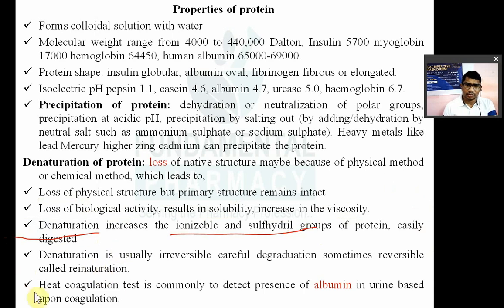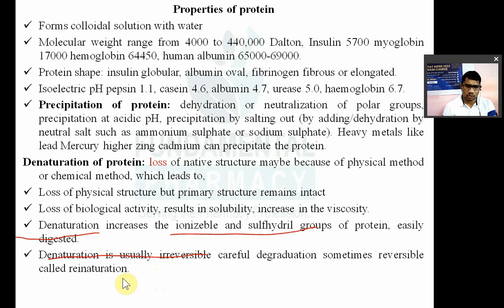Denaturation is usually irreversible. एक बार डीनेचुरेट हो गया तो प्रोटीन का स्ट्रक्चर फिर से आप रिगेन नहीं कर सकते. Remember, denaturation is usually irreversible. Careful denaturation sometimes can be reversible, and reversible denaturation is called renaturation. रिवर्सिबल डीनेचुरेशन को रीनेचुरेशन भी बोलते हैं.